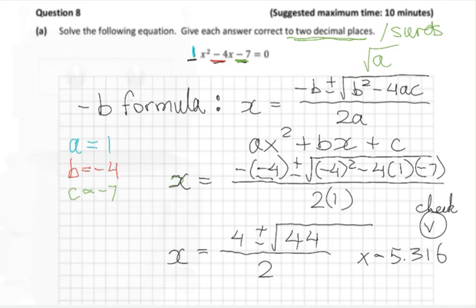So that 16 will push the 16 up to 20, and to 2 decimal places x will be 5.32. The 316 will go to 32. Okay, and let's look at the plus. Now let's look at the minus. Insert the minus here with your calculator.